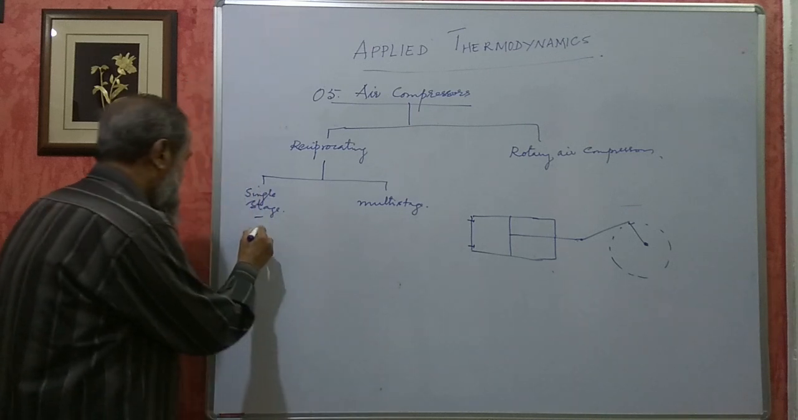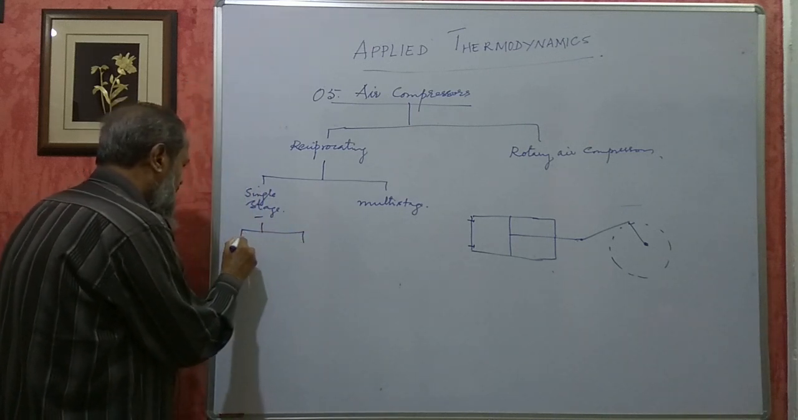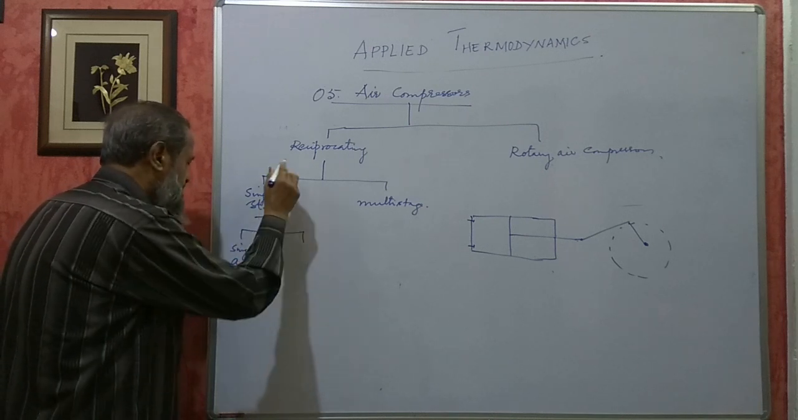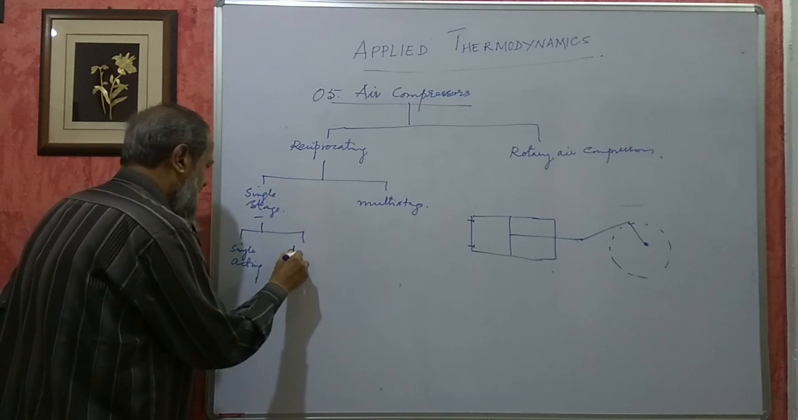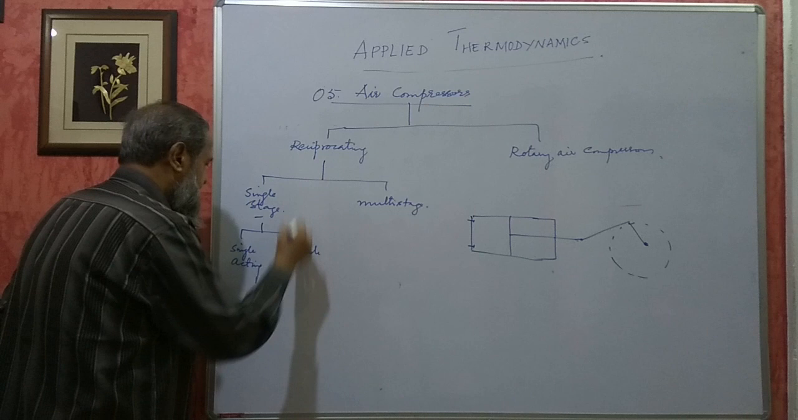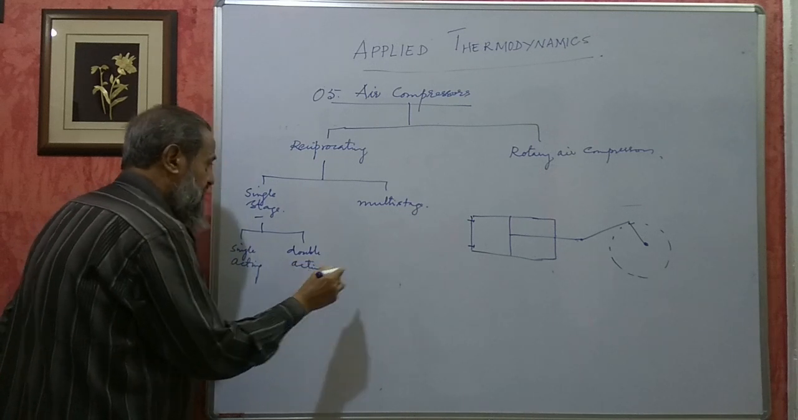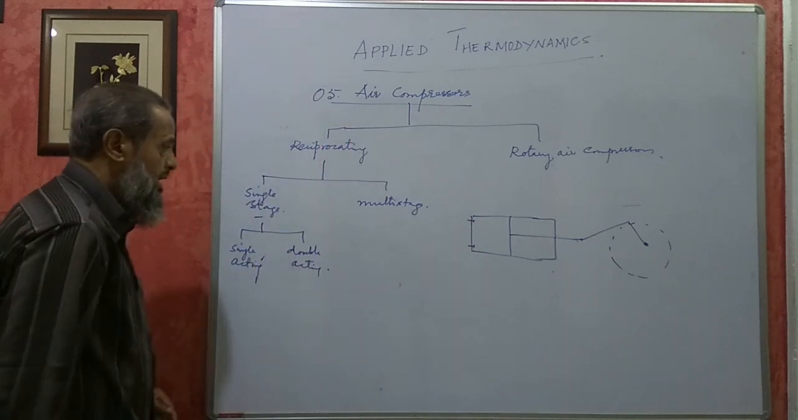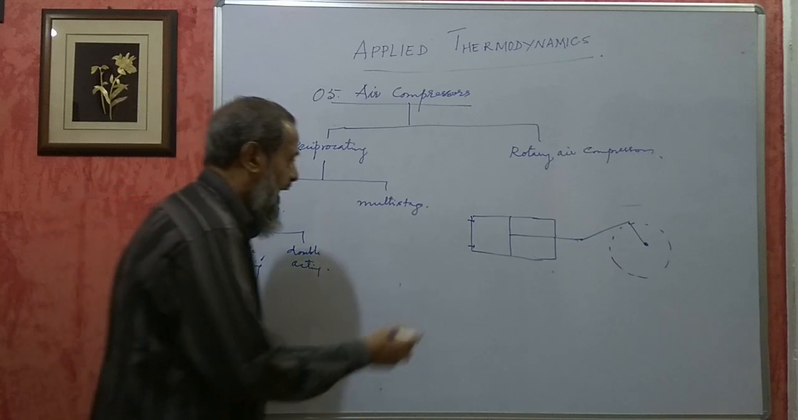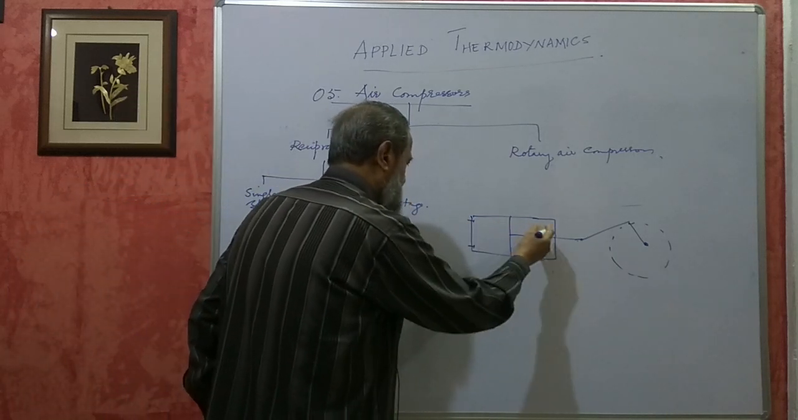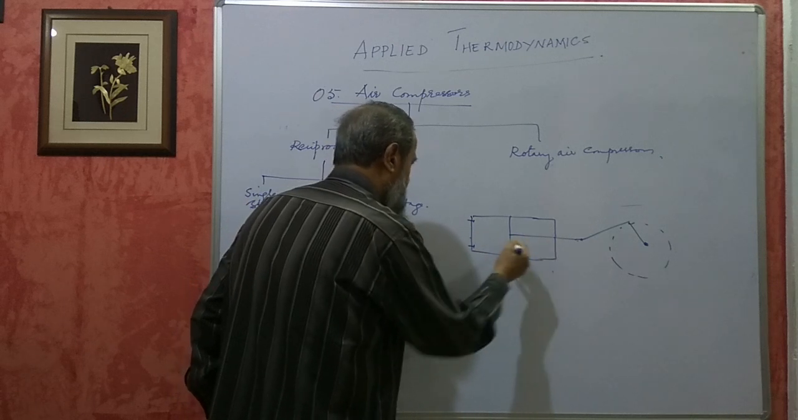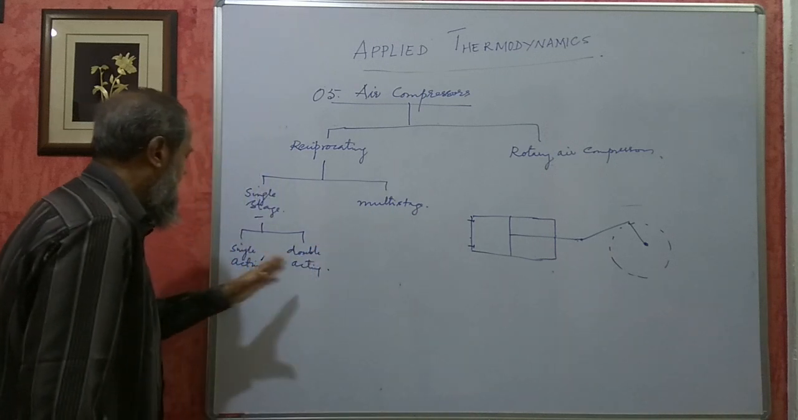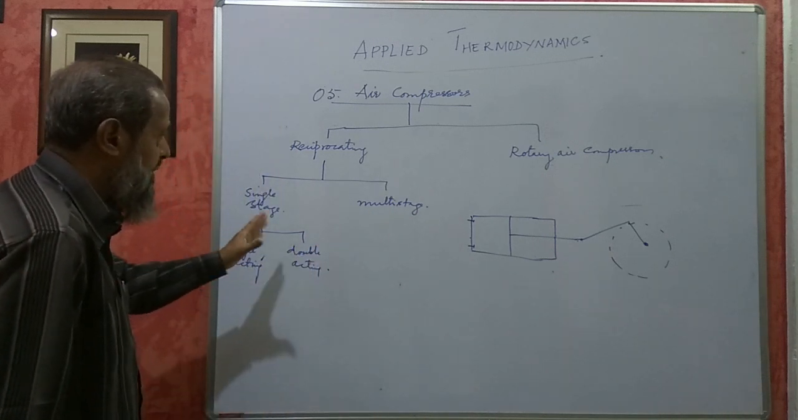In this, you can have again two types. One is called a single acting single stage reciprocating compressor, and the other a double acting single stage reciprocating compressor. If you admit air and deliver air from one side of the piston only, then it is called a single acting single stage reciprocating compressor. If you admit the air from both sides alternately, that is, when delivery is taking place on this side, suction will be taking place on the other side, and when suction is taking place here, delivery will be taking place on that side, then it is called a double acting reciprocating air compressor.